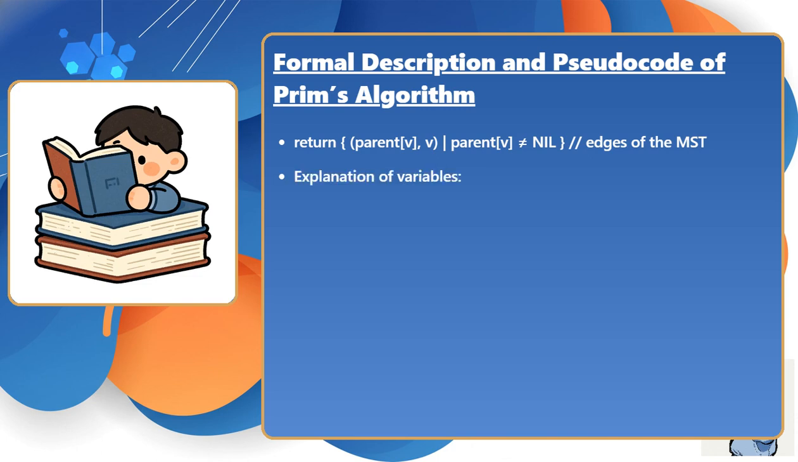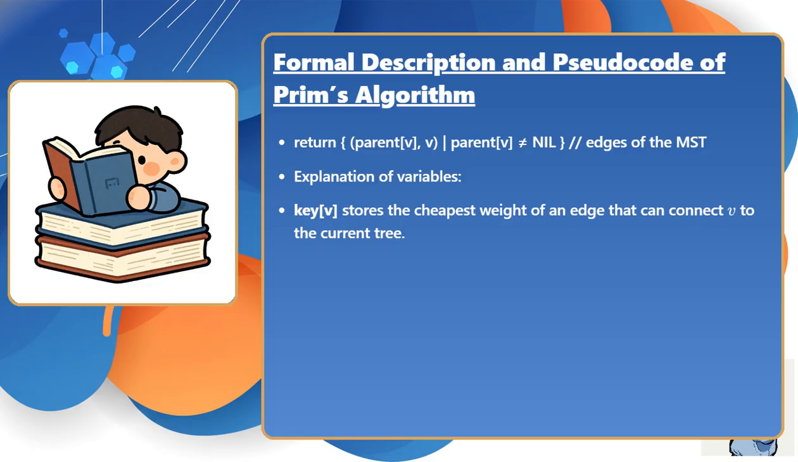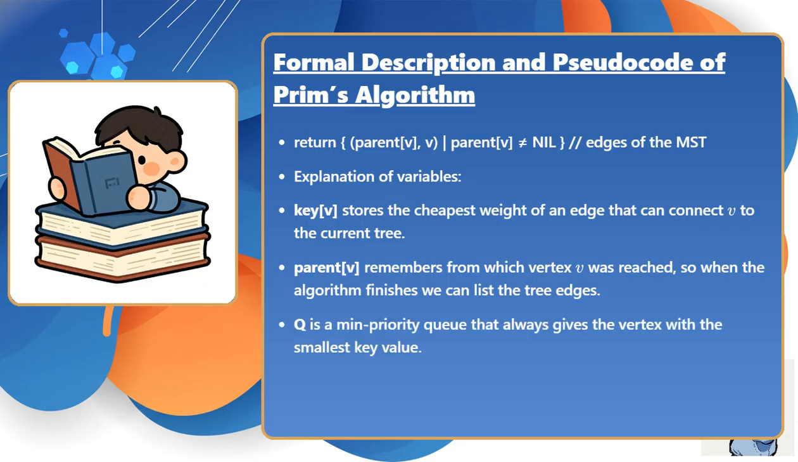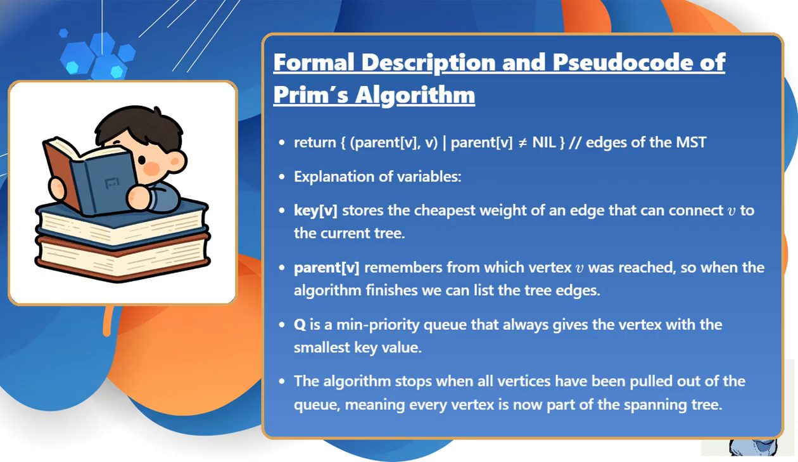Explanation of variables. Key[v] stores the cheapest weight of an edge that can connect v to the current tree. Parent[v] remembers from which vertex v was reached, so when the algorithm finishes we can list the tree edges. Q is a min priority queue that always gives the vertex with the smallest key value. The algorithm stops when all vertices have been pulled out of the queue, meaning every vertex is now part of the spanning tree.